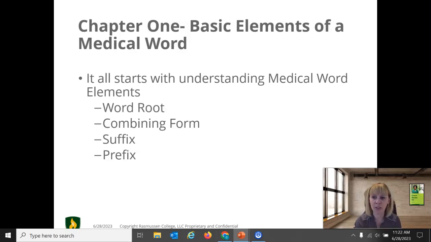It's important to know that the language of medicine is a specialized vocabulary that is used by healthcare providers. How these elements are combined and whether all or some of them are present determines the meaning of a word. In order to understand the meaning of medical words, it's really important that we learn how to divide them into their basic elements, which are suffixes, word roots, prefixes, and combining forms. So let's take a look at each one of those now and get a better understanding of them.